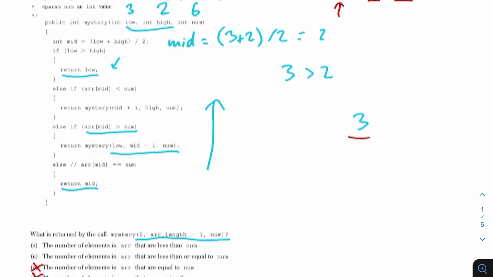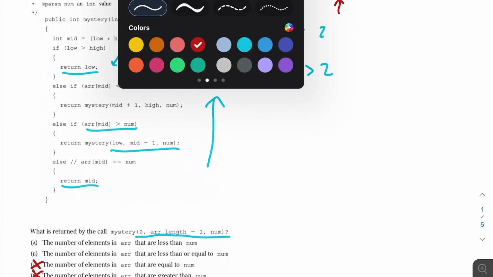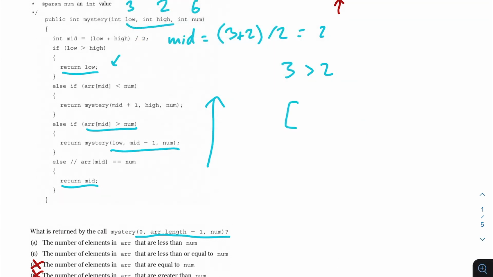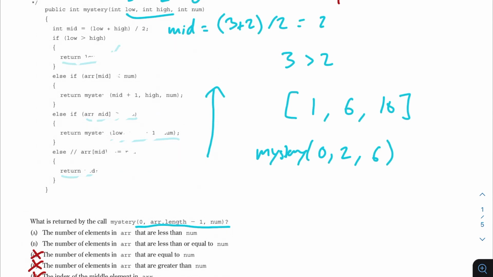For this specific array that I chose, it might be a little bit hard to see which of the two answers is right. So let's go ahead and try out another example where we actually do have an array that is equal to num. So let's make our array a little bit smaller. Let's make it look like this, okay? We're calling mystery 0, array.length minus 1, so 2, and then num. Let's keep our num the same, 6.